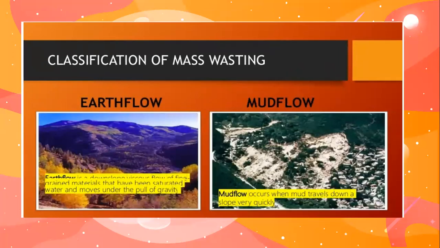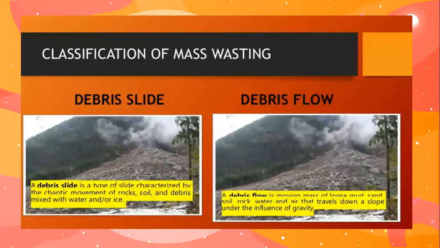Earth flow. The first material is earth, and the movement is flowing. So how does this look like? When we say flow, it moves like water, right? The very movement of water is like flowing. So here there is a viscous flow of fine-grained materials that have been saturated with water and moves under the pull of gravity. Mud flow. The material involved is mud and it is also flowing. Mud flow occurs when the mud travels down a slope very quickly.